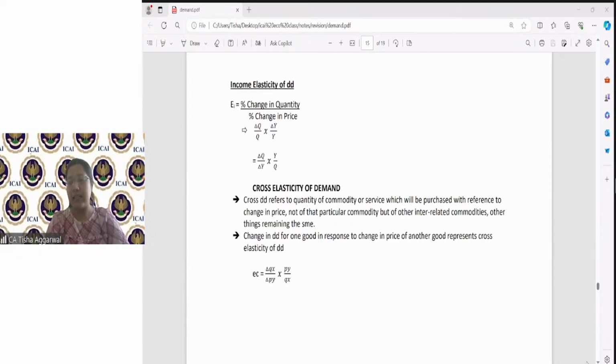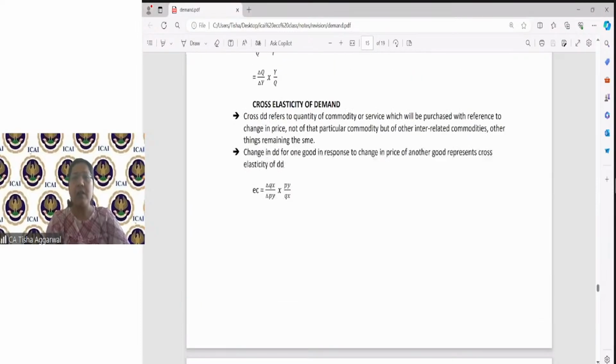Next is the cross elasticity of demand. What is cross elasticity of demand? It is the change in quantity with reference to the change in price not of that particular product, but of another commodity. This relates primarily to substitute goods. If something becomes expensive, how the other related goods, be it complementary or substitute goods, are going to get affected, that is known as the cross elasticity of demand. So there was a concept of price elasticity, income elasticity, and the cross elasticity of demand. I hope this is clear up till here.